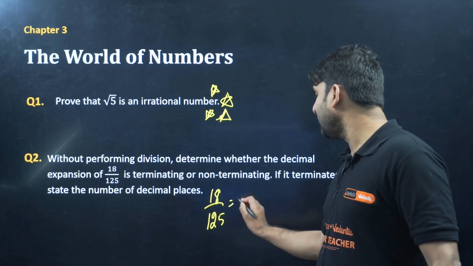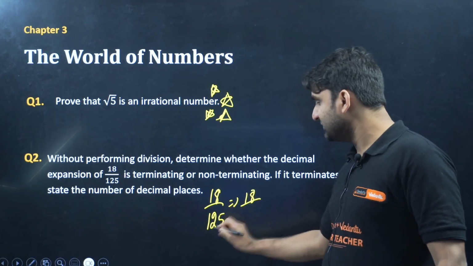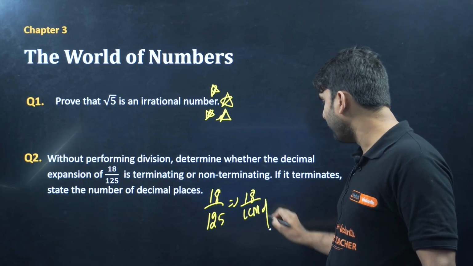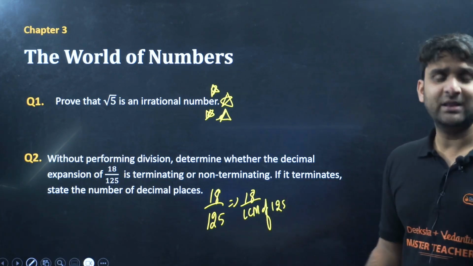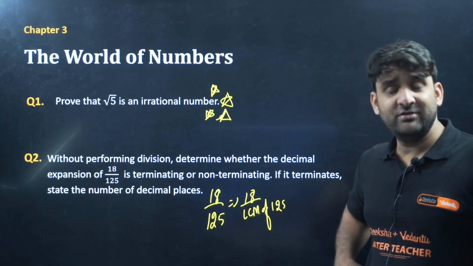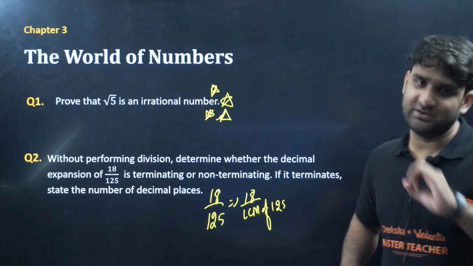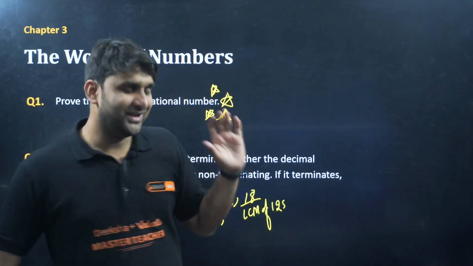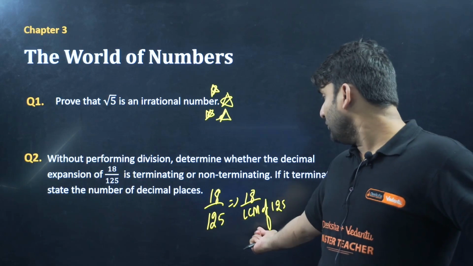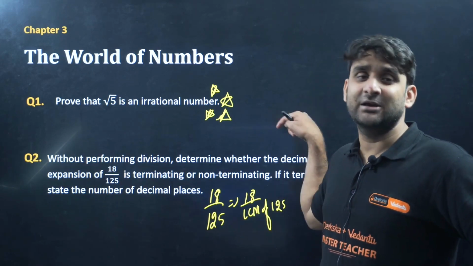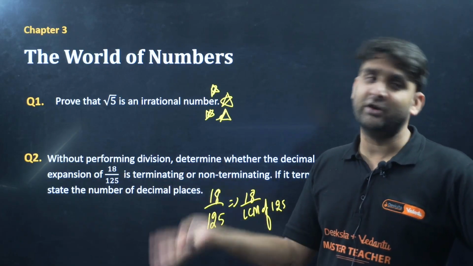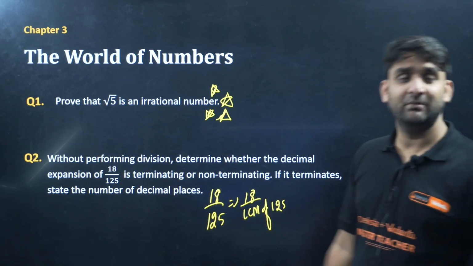So what is the trick, guys? Take the prime factorization of 125. If in the prime factorization of 125 only 2 and 5 are there, it indicates that 18 by 125 will be a terminating decimal. But if in the prime factors of 125 there is any other number apart from 2 and 5, it indicates the given fraction will be non-terminating.